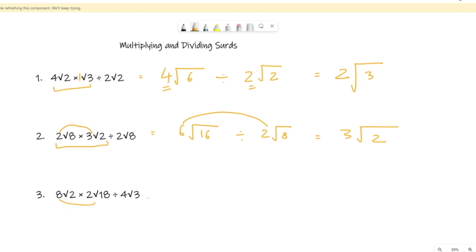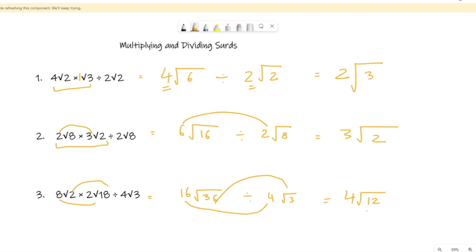8 times 2 is 16. Yeah, and 2 times 18 will be root 36. Divide by 4 root 3. Let's continue. 16 divided by 4 is 4. 36 divided by 3 will go under the root. 36 divided by 3 is 12.